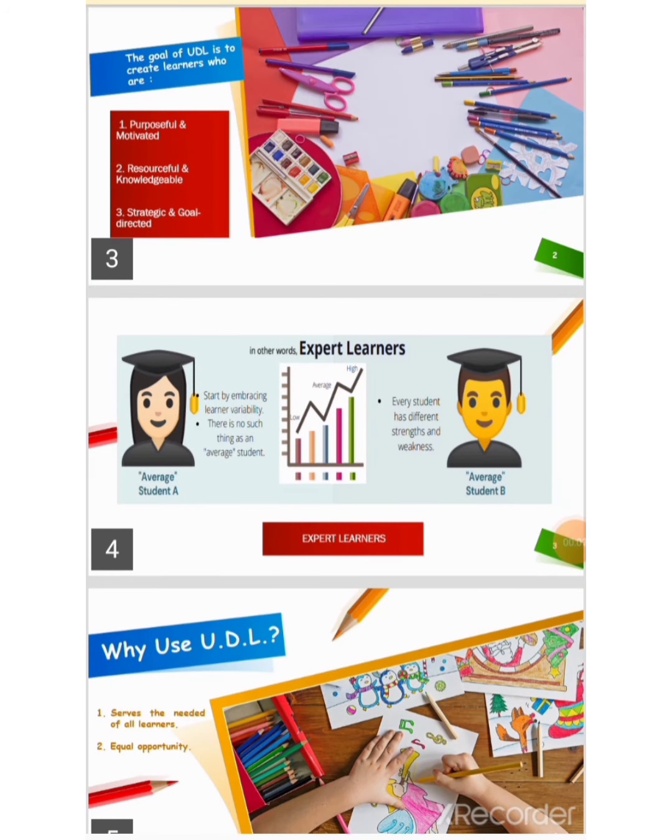As we know, an expert learner is any learner who knows how best to manage their strengths and challenges in order to achieve their educational goals. In other words, expert learners start by embracing learner variability. There is no such thing as an average student, because every student has different strengths and weaknesses. For example, student A has their own strengths and weaknesses, and student B also has their strengths and weaknesses.